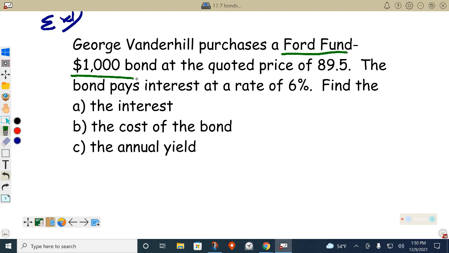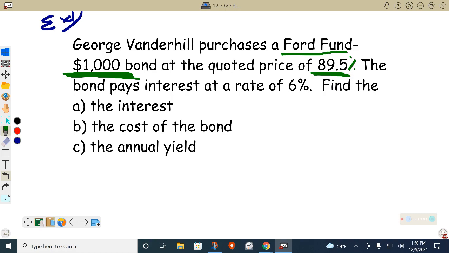This is the face value right here. This is how much they're going to pay you back if you buy the bond. The price is this. It's expressed as a decimal, but it really means a percent of the face value. So even though Ford's going to pay me $1,000 back after the maturity, I'm not going to give them a full $1,000. I'm going to give them 89.5% of that $1,000.